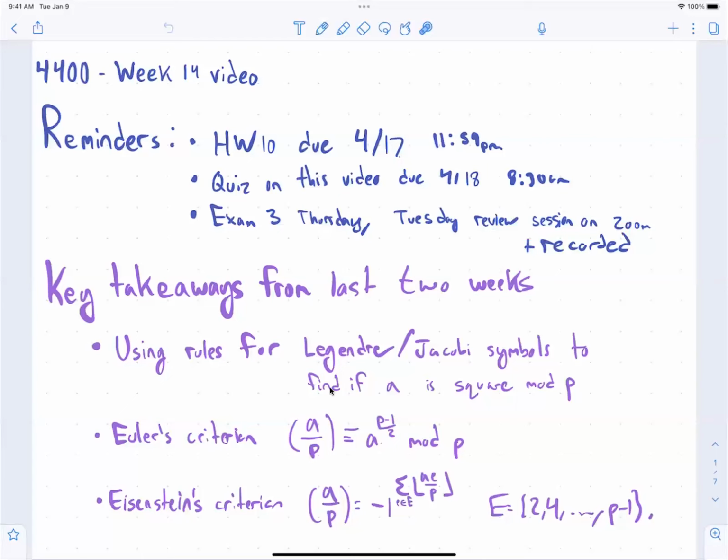That's what I want you to be able to do, and what you'll have to do on the exam. You should know some concepts, but the main computational thing is using these rules to compute a Legendre symbol in order to decide if A is a square mod P.